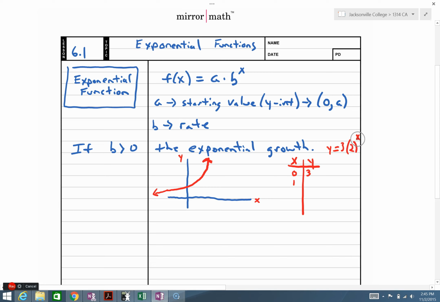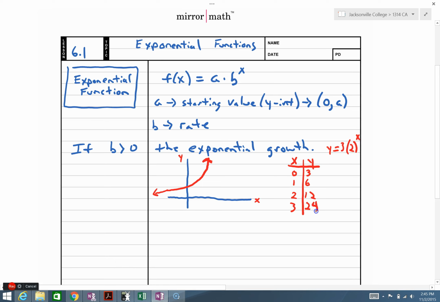If I substitute 1, 2 to the first power is 2. 3 times 2 is 6. If I substitute 2 in place of x, well, 2 squared is 4. 4 times 3 is 12. If I substitute 3 in place of x, 2 to the third is 8. 8 times 3 is 24.